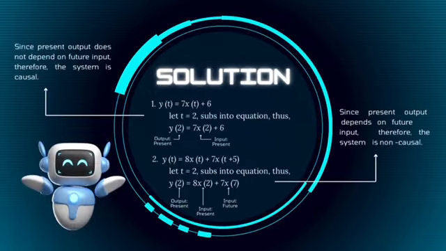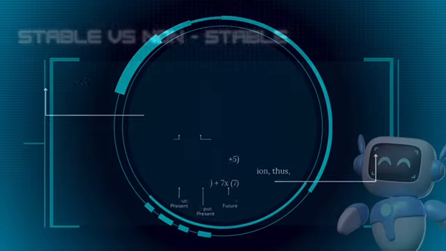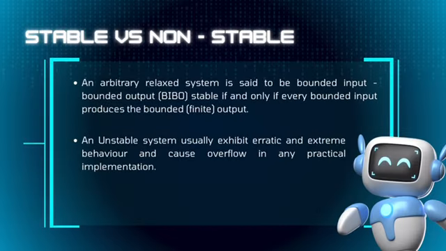This is the solution. In number 1, since present output does not depend on future input, therefore, the system is causal. In number 2, since present output depends on future input, therefore, the system is non-causal. Next is stable versus non-stable. An arbitrary relaxed system is said to be bounded input, bounded output, BIBO, stable if and only if every bounded input produces a bounded, finite output.